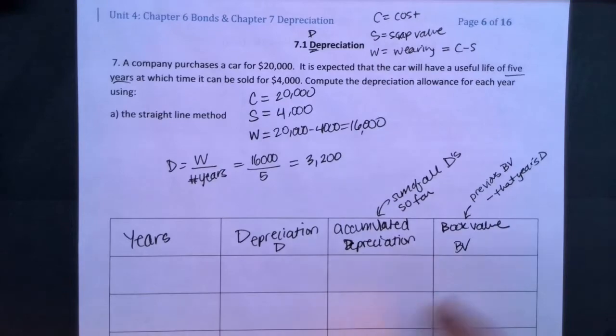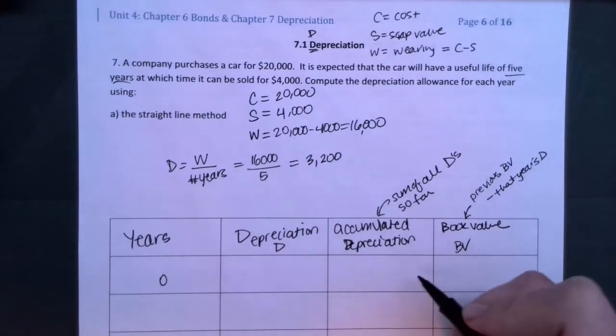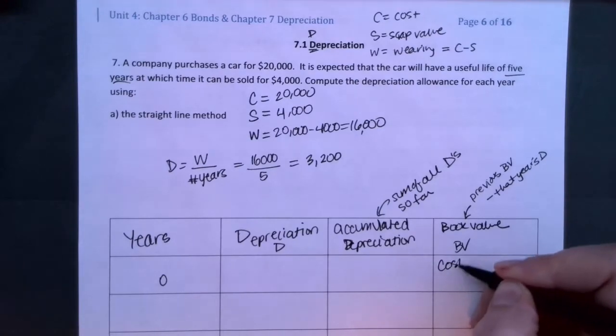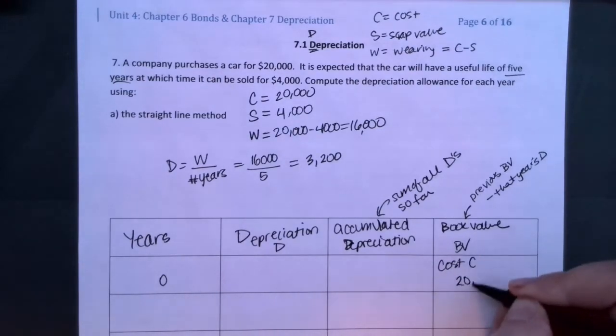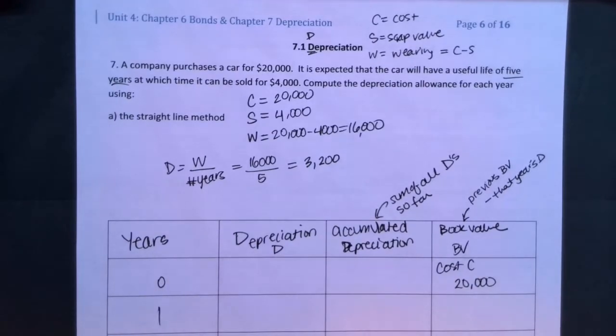Now for our years, we're going to start with year 0. In year 0, we have no depreciation, no accumulated depreciation, and our book value is going to be our cost, C, so $20,000. You don't always have to put that line there. I just find it helpful to do that. So now let's move on to year 1.